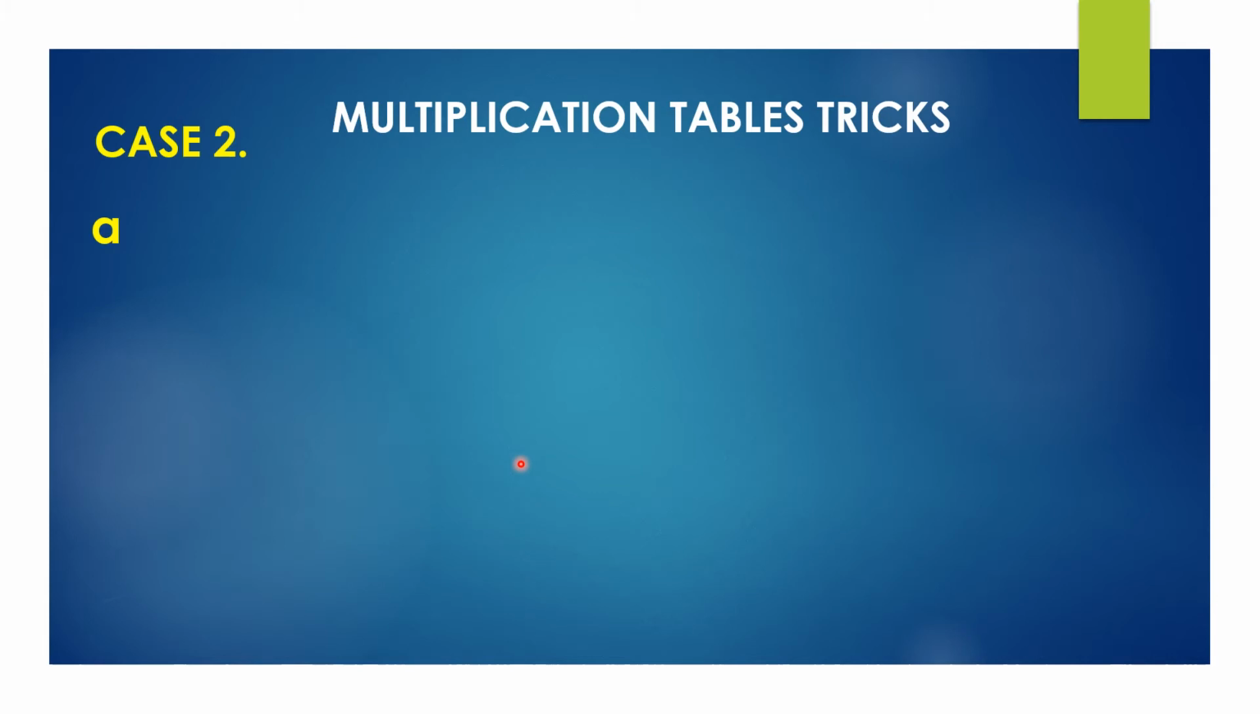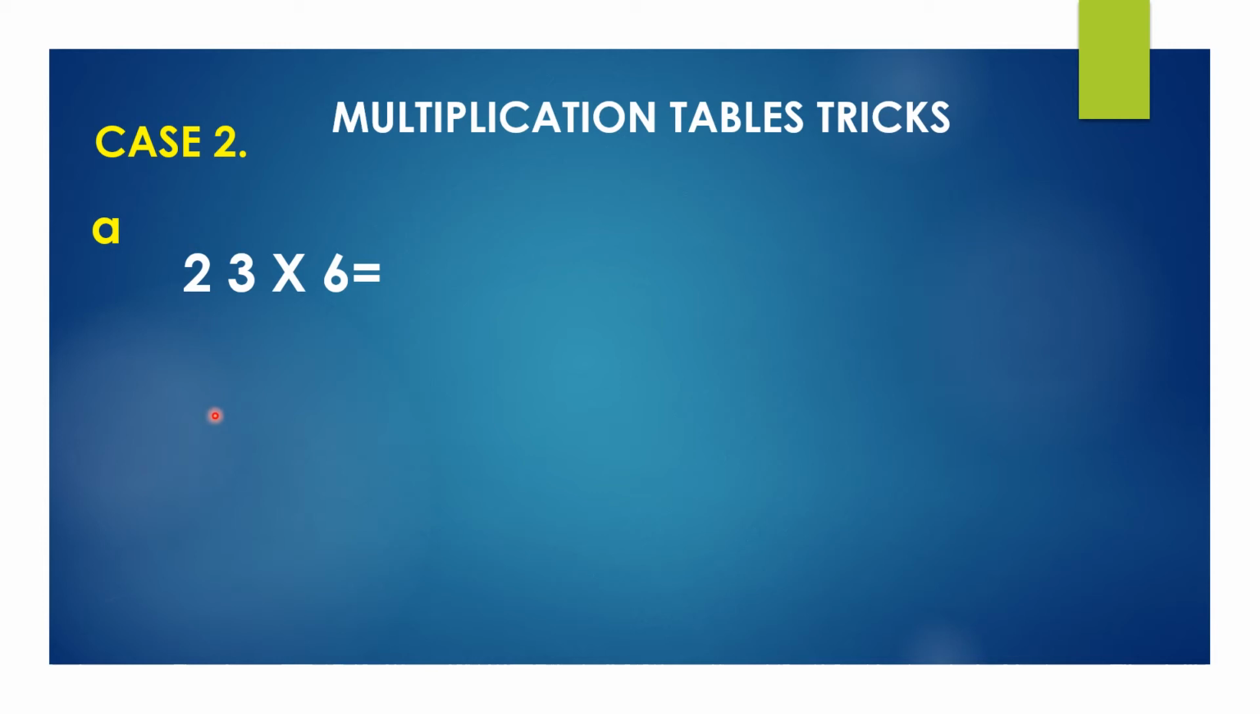Now, it's case 2. Till now, in case 1 we have seen multiplying only with 2-digit numbers where the tens place is 1. It means 16 into something, 19 into something, 18 into 5, 14 into 6. It means 1 is in the tens place. Now, let's see when something other than 1 is in the tens place. It may be 2 or any number till 100 we are considering.